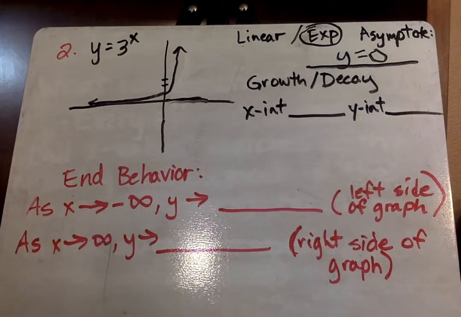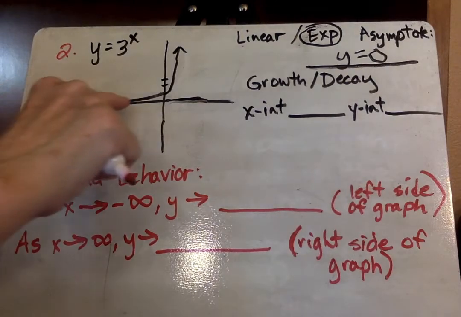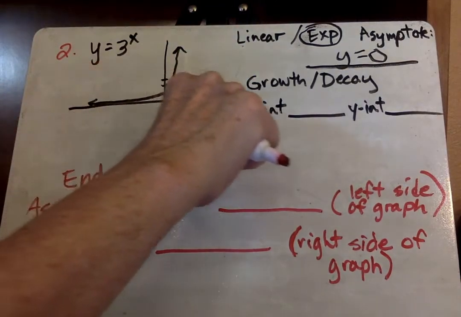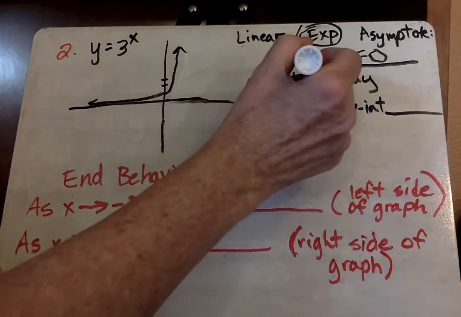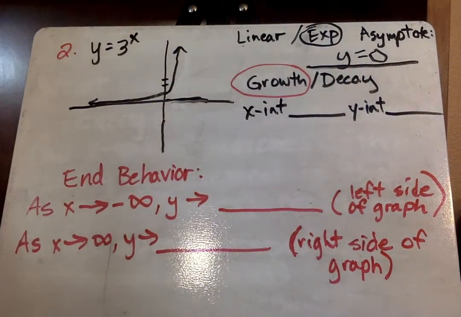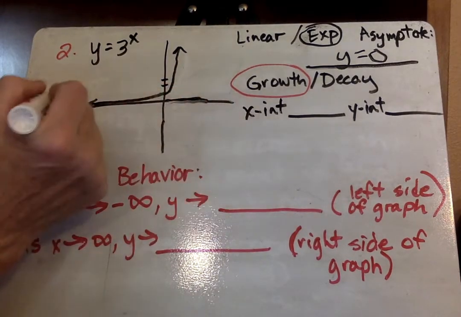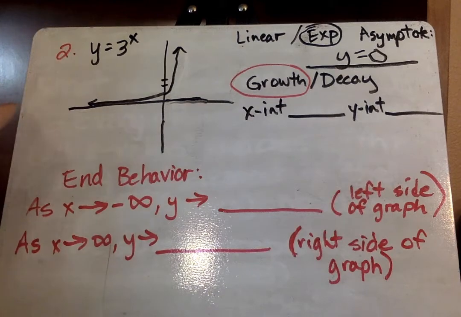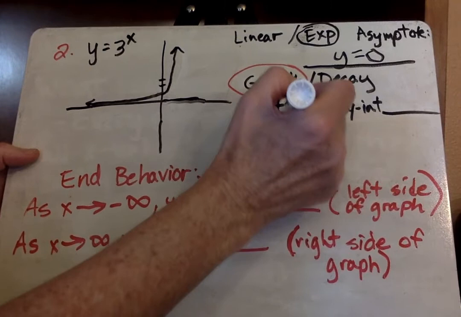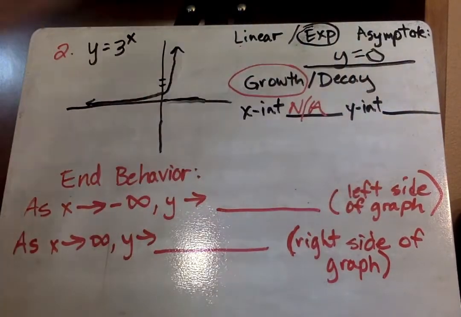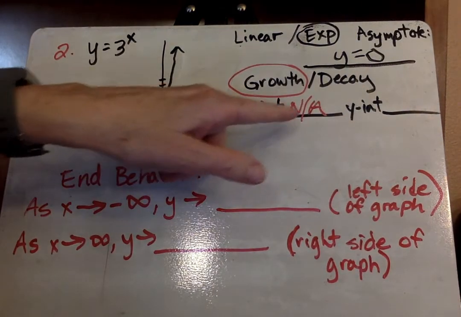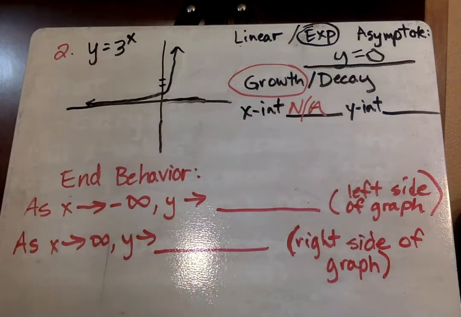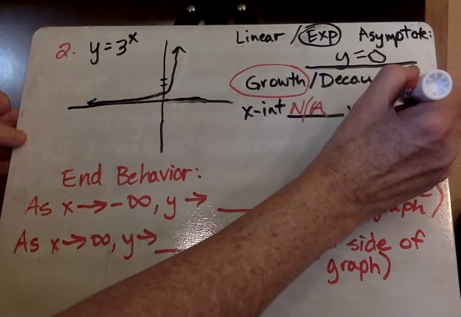Now, is it a growth or a decay? As it's going to the right, as x increases, y also increases, so that means it's a growth. Then x-intercept, where does it cross the x-axis? Remember we said it could go on forever this way and never touch the x-axis. So that means there is no x-intercept, so that does not apply. That's what the NA stands for. The y-intercept is going to be right here, at 0, 1.